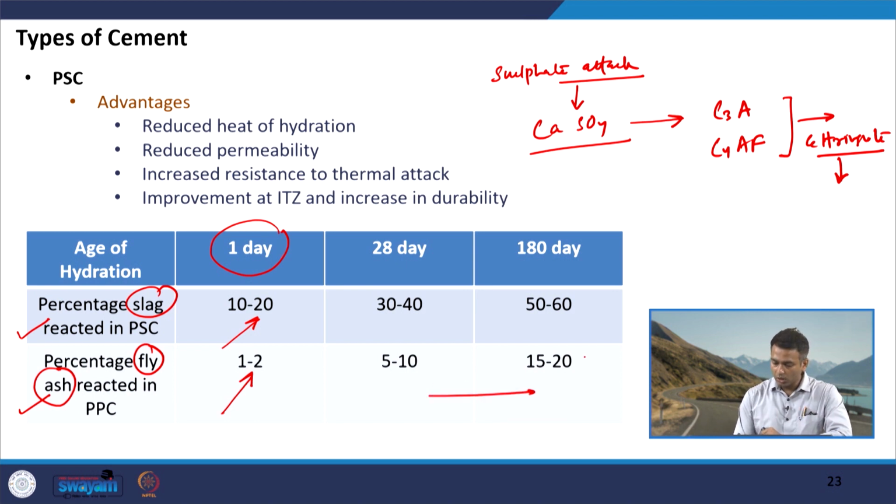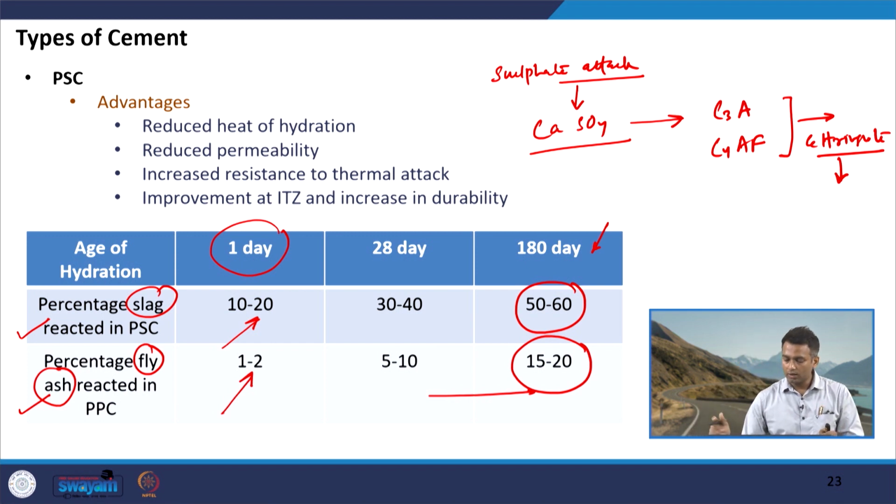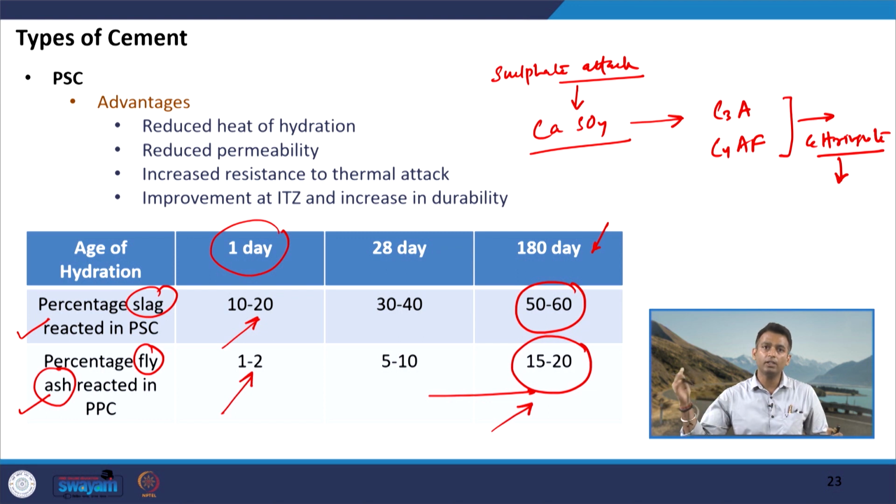But with time, at almost 180 days, only about 15 to 20% of the fly ash will have reacted, which is again small in comparison to the reaction in slag cement. Therefore, in the fly ash based cement the increase in strength is very slow, which means that after a considerable period of time you will see the ultimate strength gained, while in case of GGBFS the rate at which the strength is gained is fast. So, this is one difference between PSC and PPC.